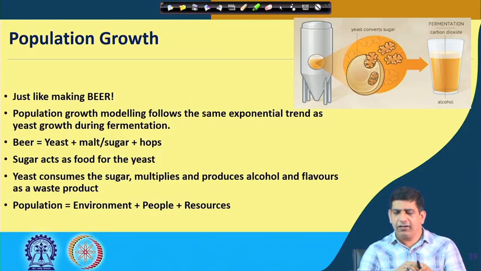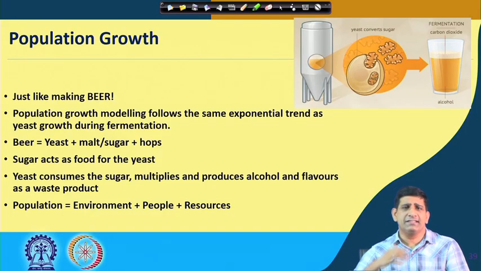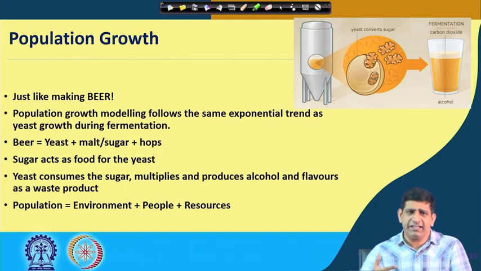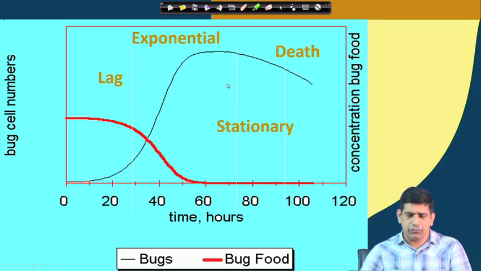Just as the population of these bugs, the yeast, increases inside a favorable environment with the resources available, that's how the human population also keeps on increasing. If you are in an area where there are no resources, you will not have much population increase. In places where high resources are available, your population will be higher.